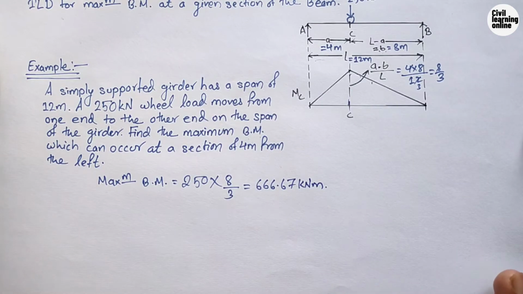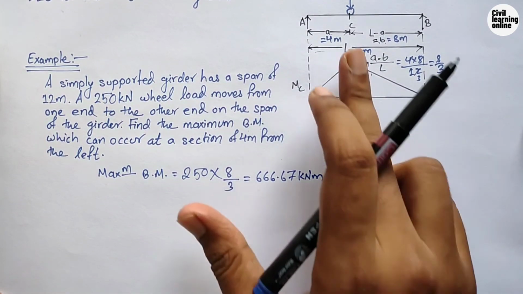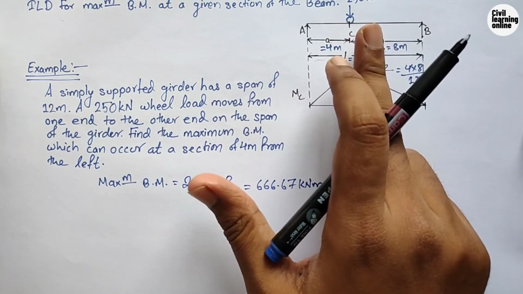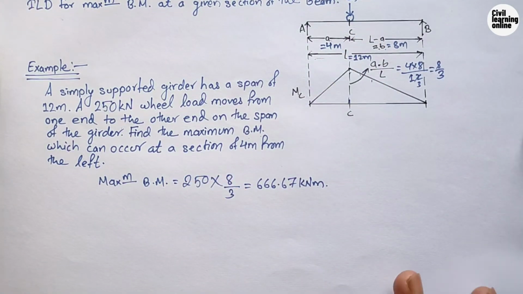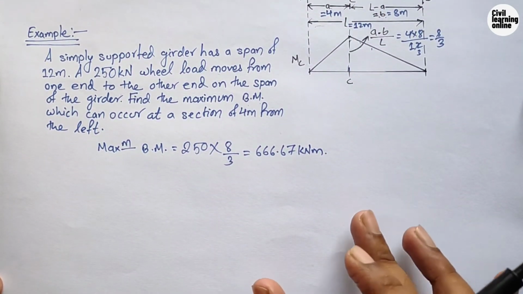Now guys, let us see one more example. What if we are provided with 2 point loads? First I am going to write the question, and then I will solve it.